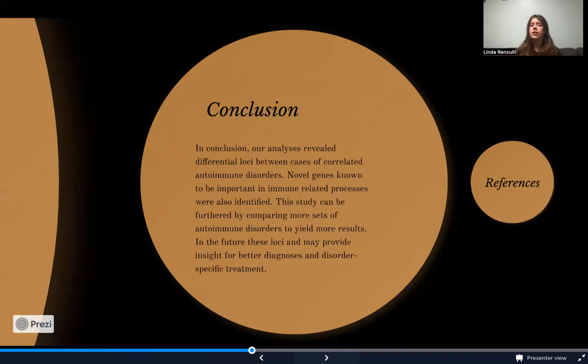So in conclusion, our analysis revealed differential loci between cases of correlated autoimmune disorders. Novel genes known to be important in immune-related processes were also identified. This study can be furthered by comparing more sets of autoimmune disorders to yield more results. In the future, these loci may provide insight for better diagnosis and disorder-specific treatment for autoimmune disorders. This is really important in a clinical setting.